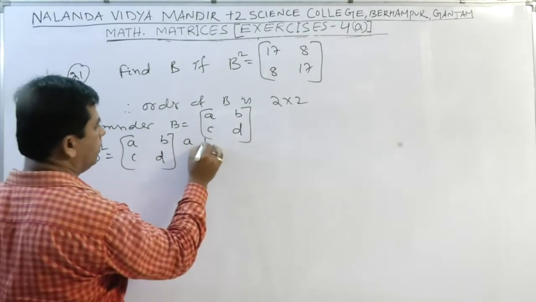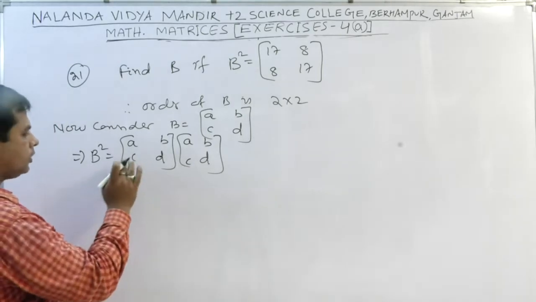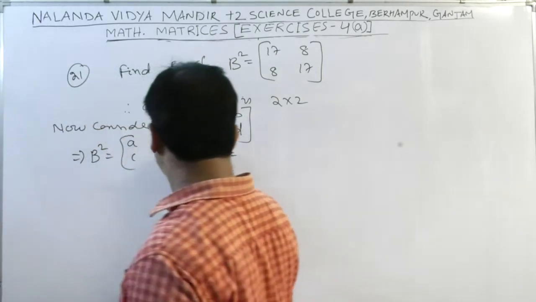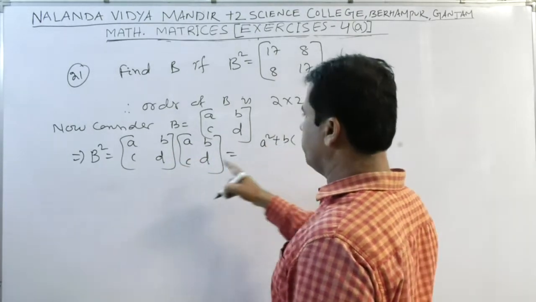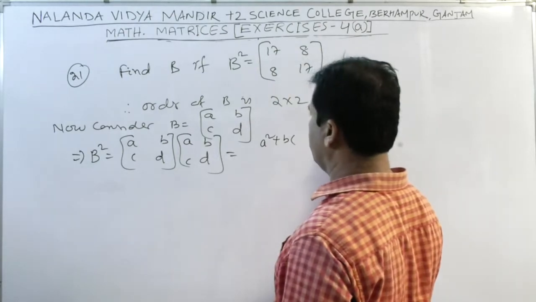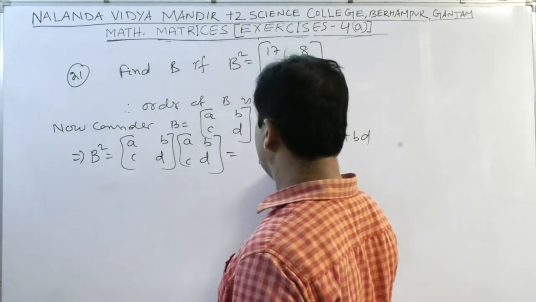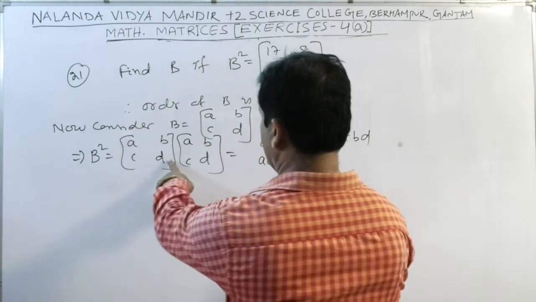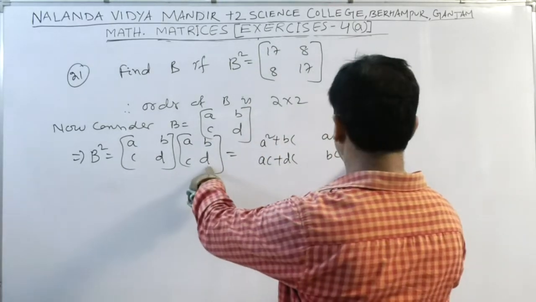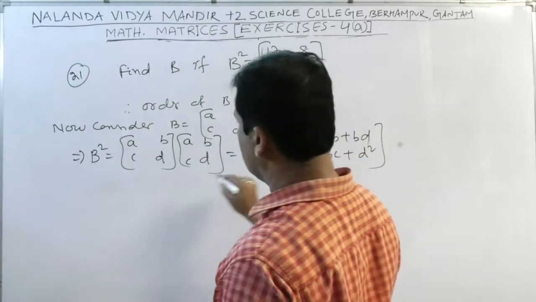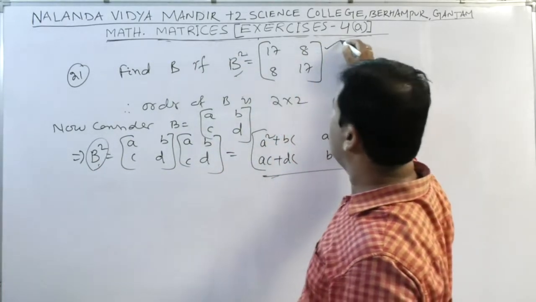multiplied with [A, B; C, D]. If we multiply these two, we get first row, first column: A square plus BC. First row, second column: AB plus BD. Second row, first column: AC plus DC. Second row, second column: BC plus D square. This is our B square. As per the question, B square is equal to this matrix.